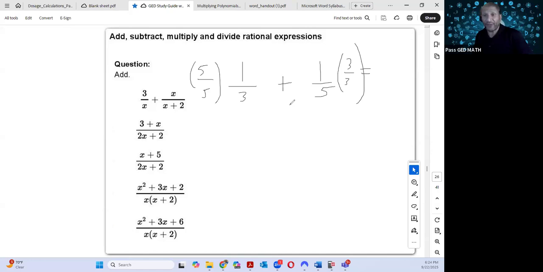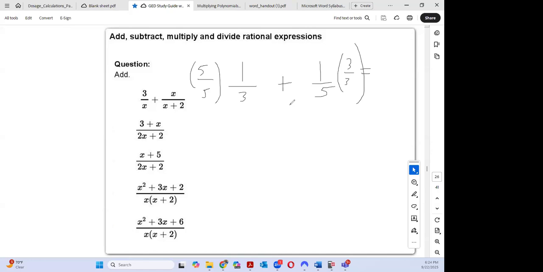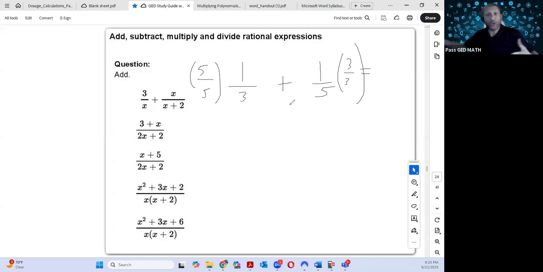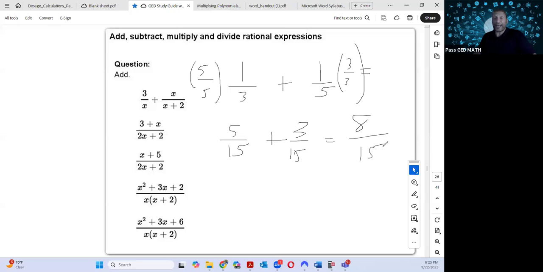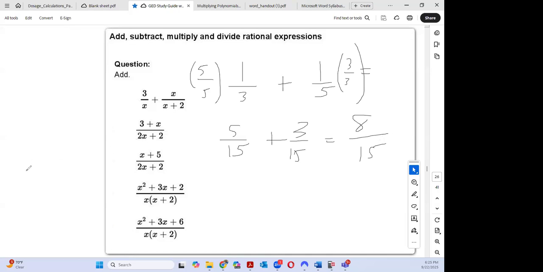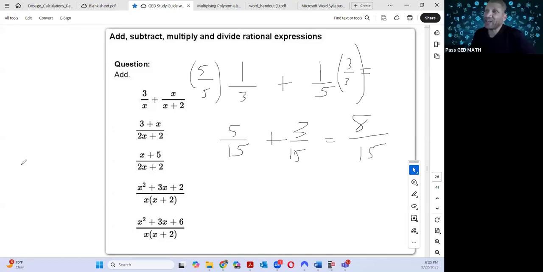Why did I do top and bottom? Because what's 5/5 equal to? One. And 1 times anything is itself, so I'm not changing it. Same thing with 3/3. So now you get 5/15 plus 3/15. Since they have a common denominator, I add the tops and keep the denominator. So this is 8/15. That's adding fractions with unlike denominators.